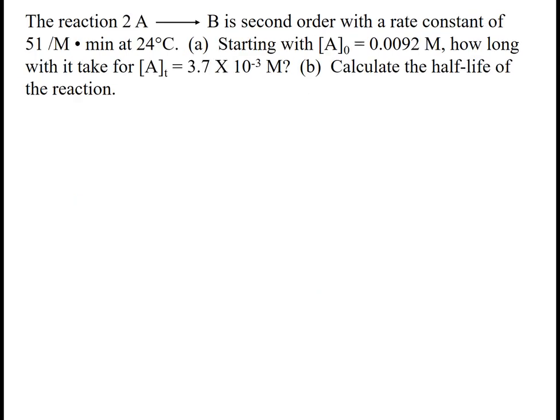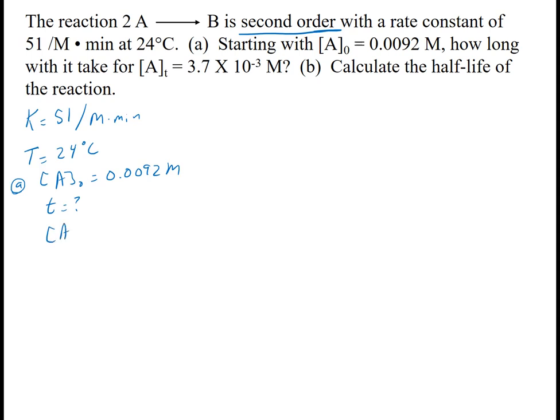I also have a second order problem. Again, it's going to tell me what the order is in the problem. When I expect you to know what the order is, it's going to tell you that. Again, I have a k that is 51 per molar minute. This is in minutes this time. I have a temperature because all of these are temperature dependent, but I'm not going to use it right now. I have part A, which has a starting concentration, A naught, of 0.0092 molar. It wants to know what the time is for the concentration of A at time t to go to 3.7 times 10 to the minus 3 molar.